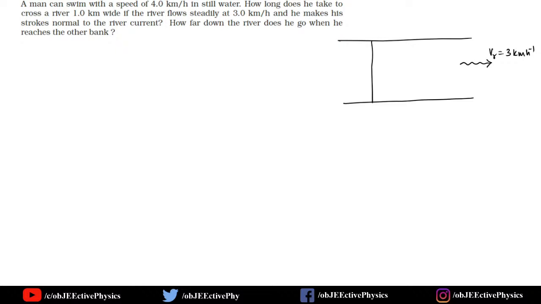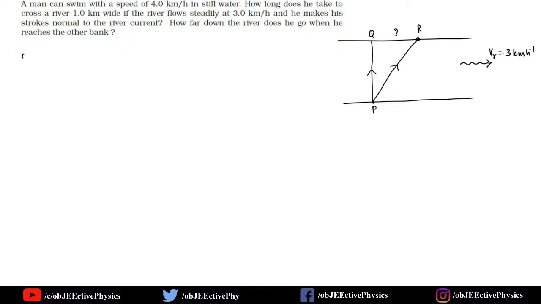A man can swim with a speed of 4 kilometers per hour in still water. How long does he take to cross a river 1 kilometer wide if the river flows steadily? He makes his strokes normal to the river flow, in this direction, let us take from P to Q. But instead of reaching exactly the opposite point Q, due to river flow he may reach some other point R. What is that QR? This is asked. First, we should estimate the time taken to cross the river.